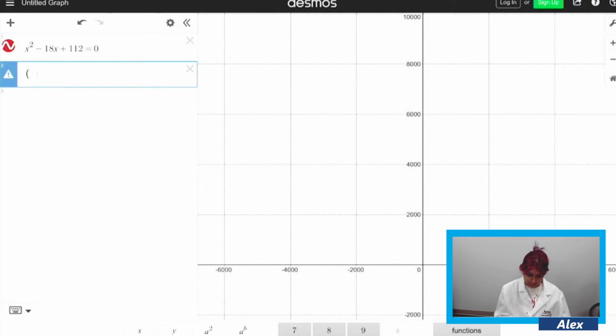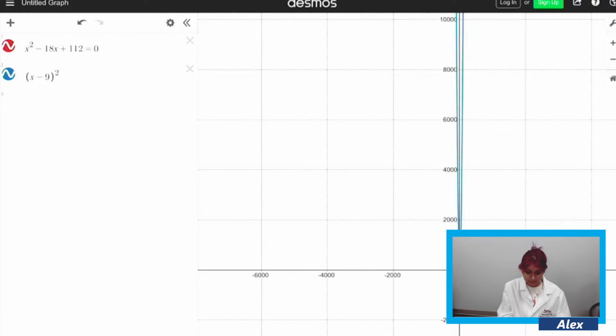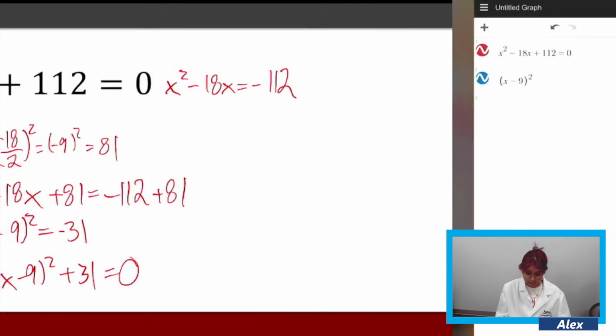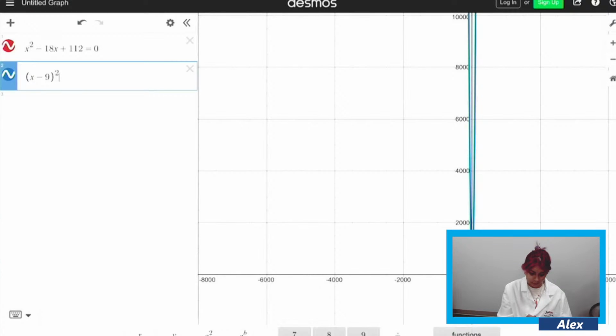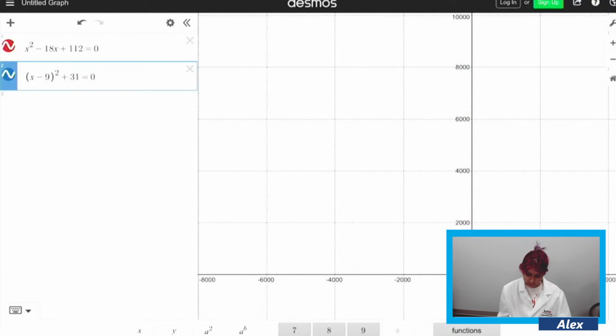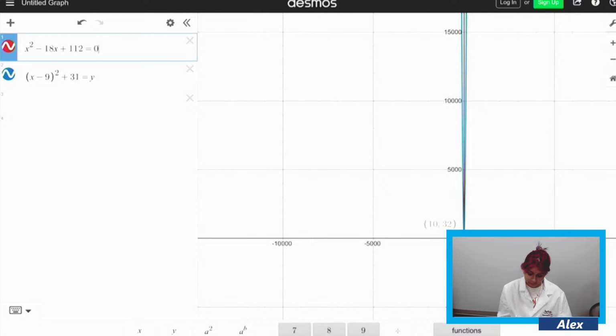So we have x minus 9 squared plus 31 equals 0. Actually, it probably should be y equals 0. Ah, yes, you're right. That's probably the problem. There it is.